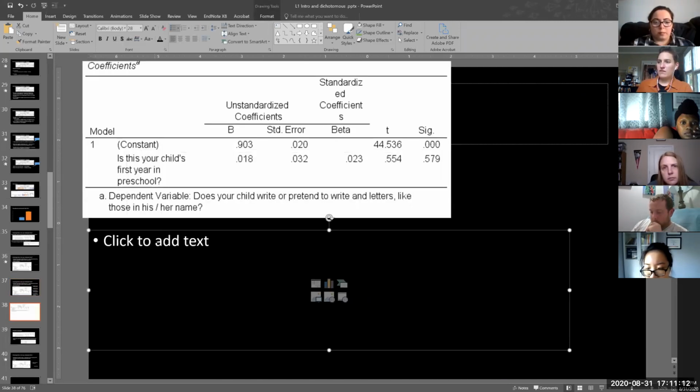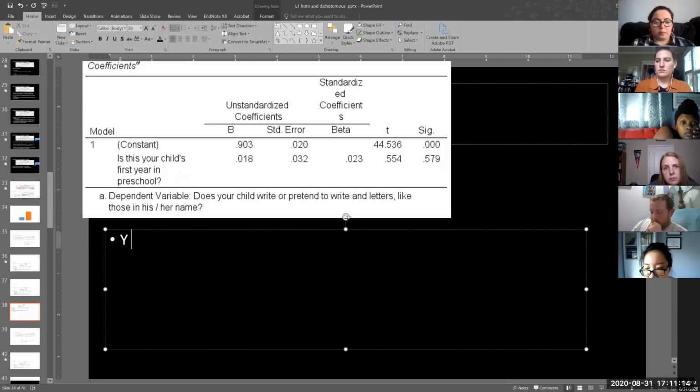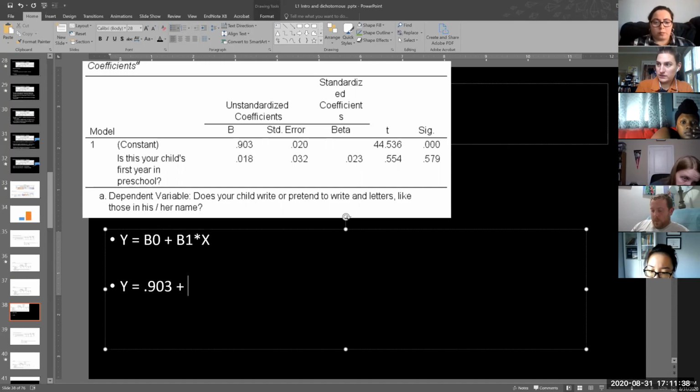So we're always going to have a y value. And y is equal to, it's always b0 plus b1 times whatever x is. That's always regression. We don't know what y is yet, but we know what b0 is. b0 is always the constant. So that's 0.903, plus b1, which comes from right here, 0.018 times whatever x is.